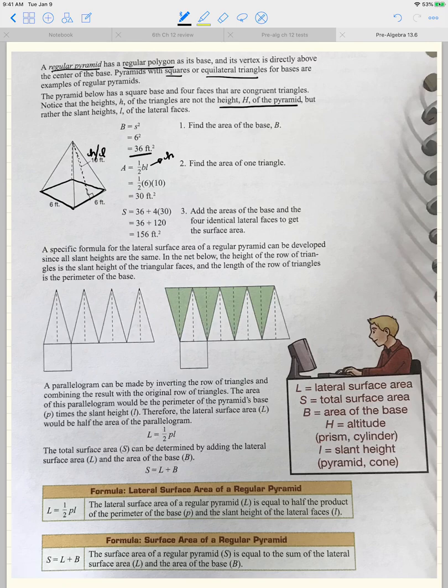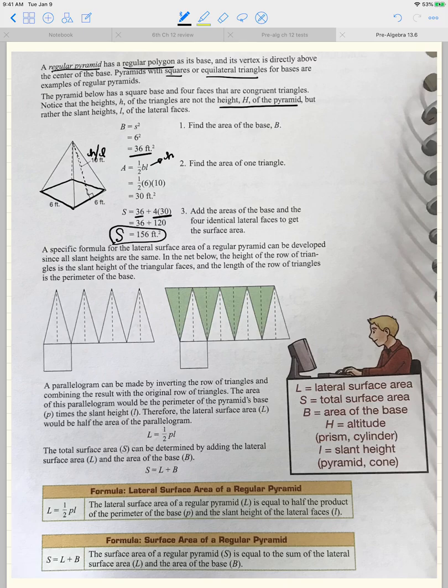How many triangular faces do we have? Well, if we have a square base, we have 4 triangular faces. So the total surface area of this pyramid is going to be 36. That's the area of the base, plus 4 times 30, because 30 is the area of each one of the triangles, and we have 4 of those triangles, all right? So the total surface area, the big S, of this pyramid would be 156 feet squared.